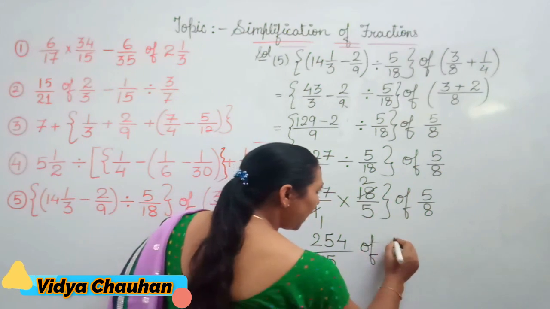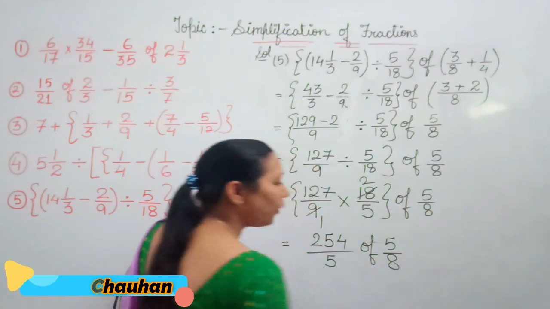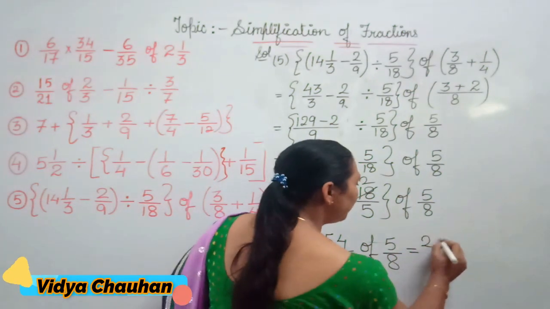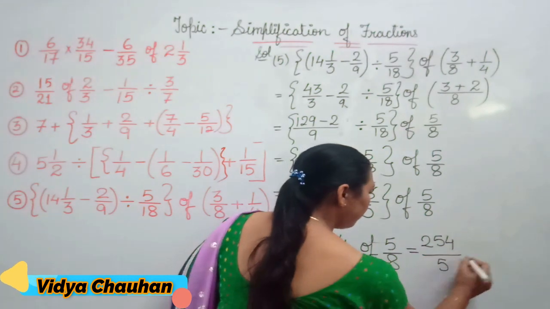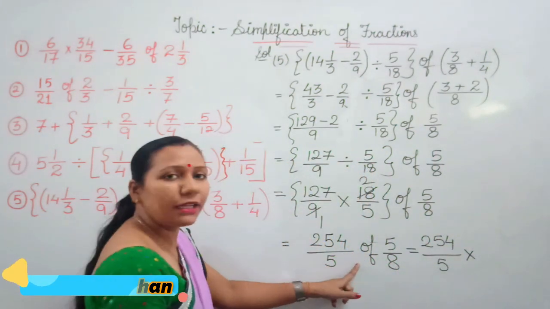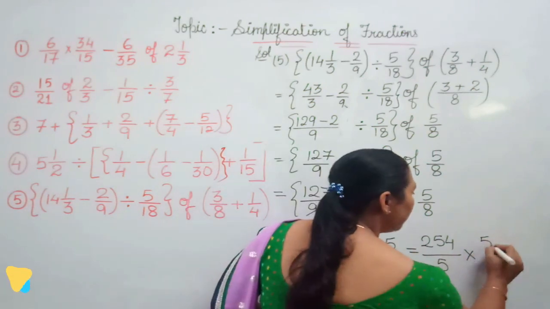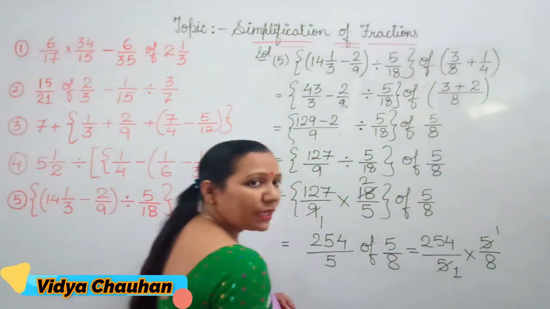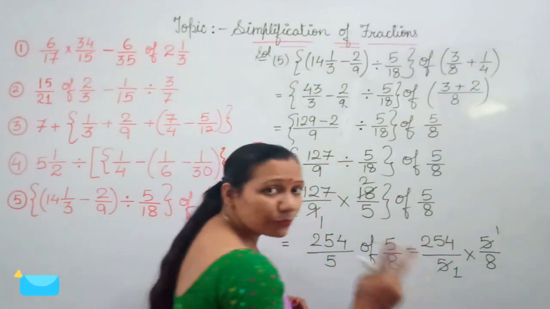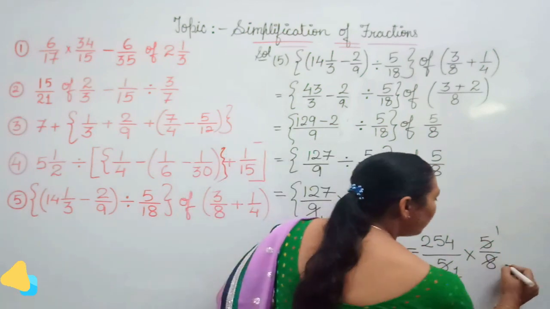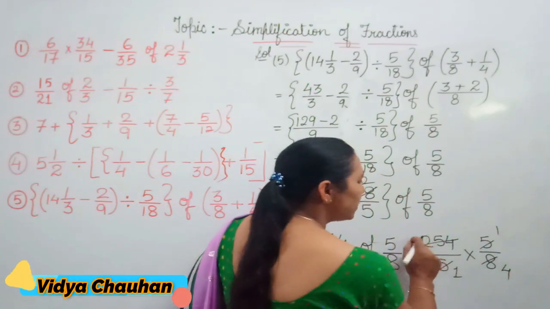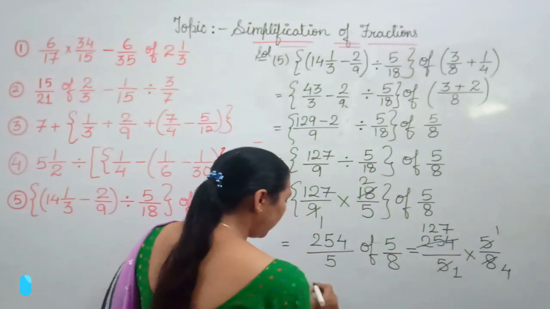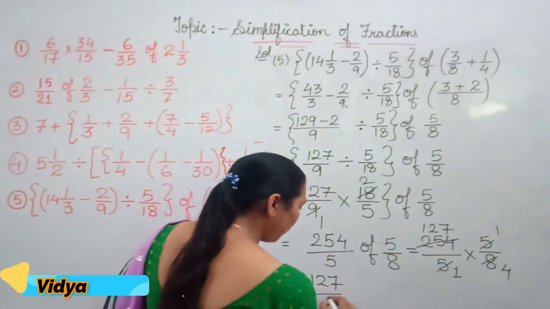Now at last we have to put the operation of of. Let us put the last operation of of now. So it is 254 upon 5, and of is replaced by the sign of multiplication. In the next step it is 5 upon 8. 5 and 5 simplified. Can we simplify these two terms further? Yes, we can simplify it by 2. So 2 4 times is 8 and 2 simplifying here you get 127. In the next step we get the answer as 127 upon 4.